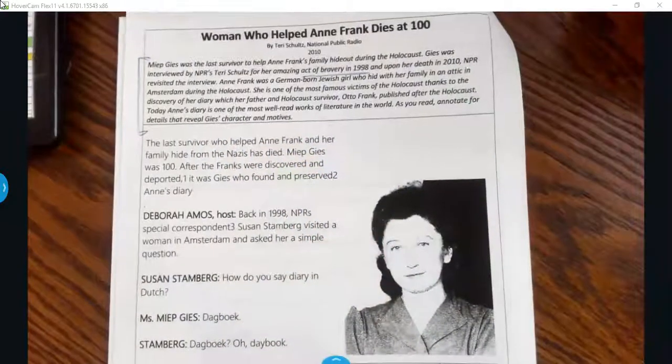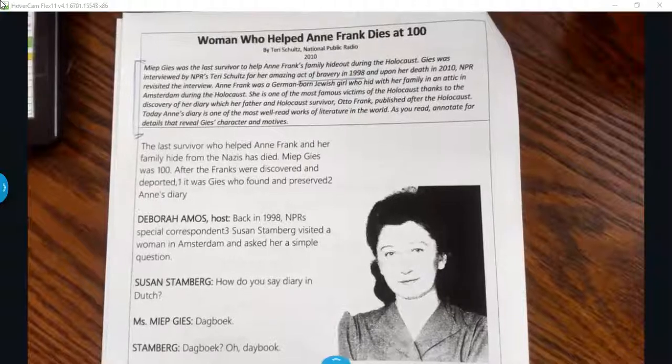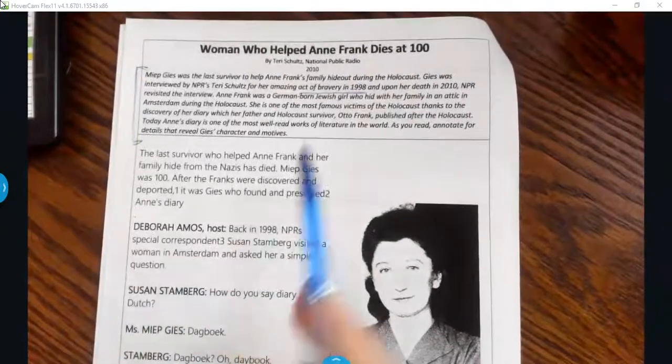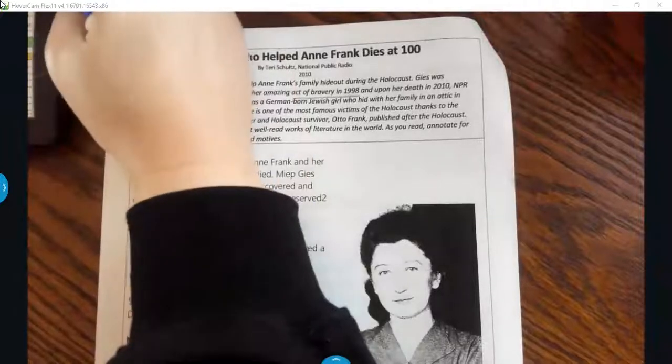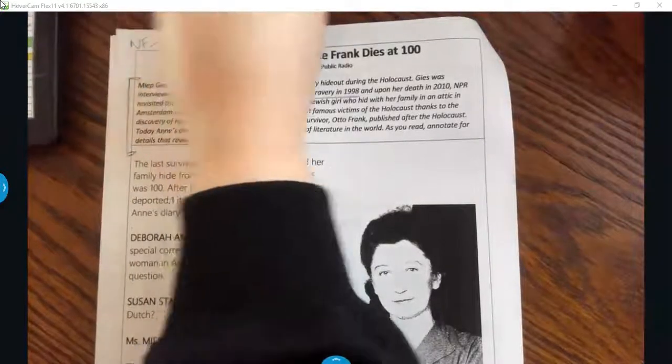So as we read today, we're going to learn a lot about Gies. We're going to learn about who she was as a person and learn a lot about her character. But we know that this happened in real life, so this is a nonfiction text. And our topic is going to be the life of Miep Gies.